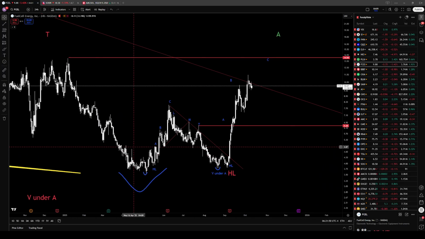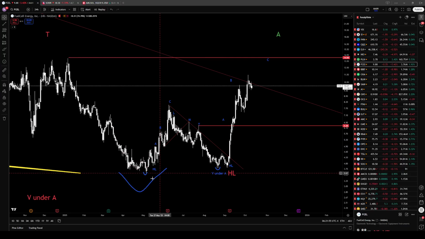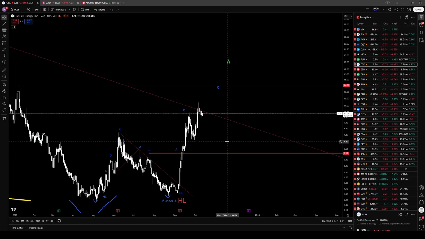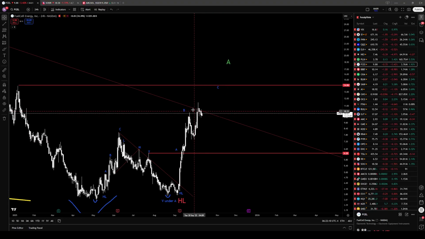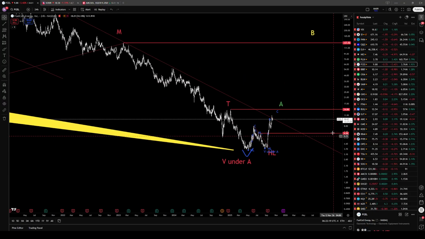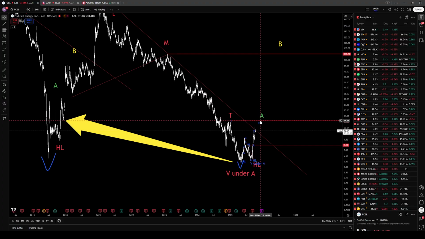If you zoom in, you have your big V, like in the big one, you have your high low, ABC, then again LMT, then you have your V under A here, your high low. Your little a would be here. This is clearly your B. And for a C, it's not impossible, but for a C, this would be too small for me. So I would still think we still need our A peak.